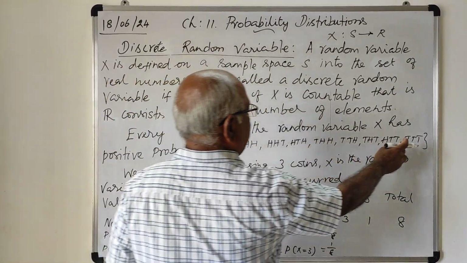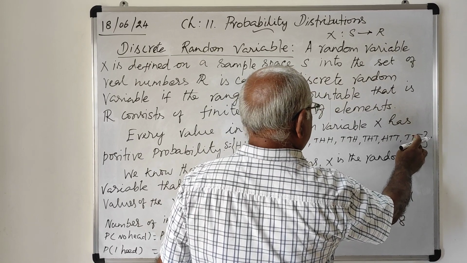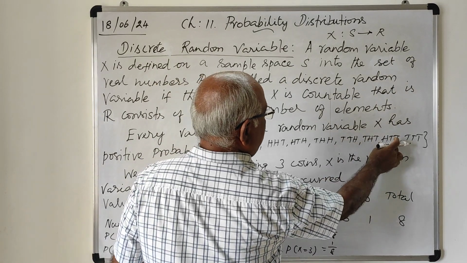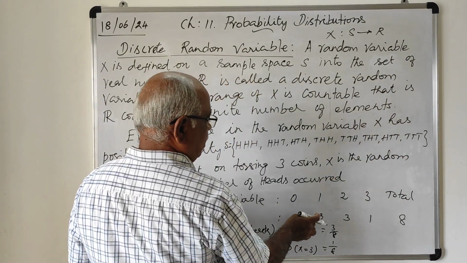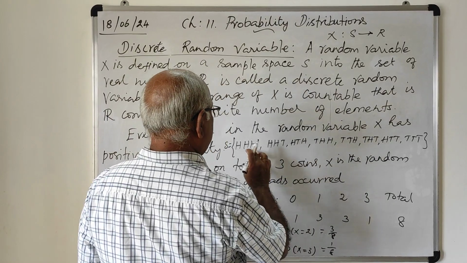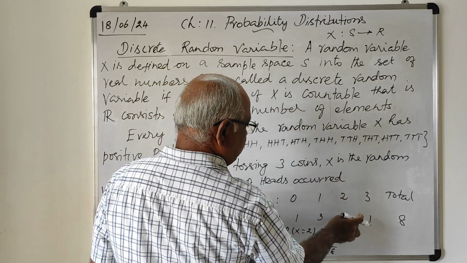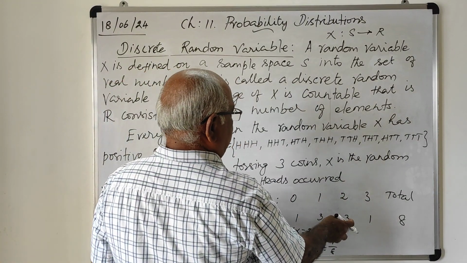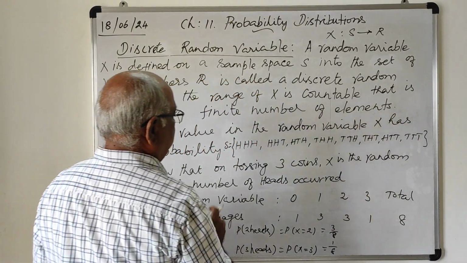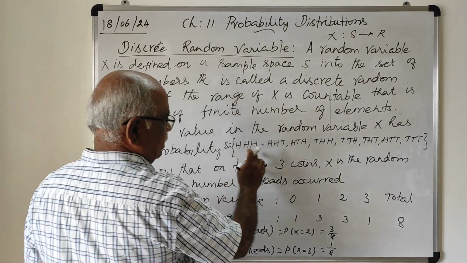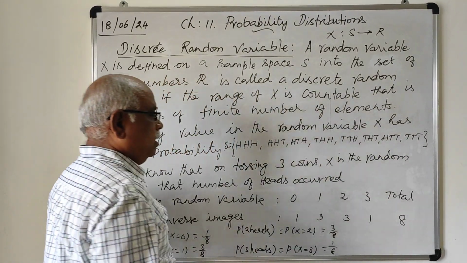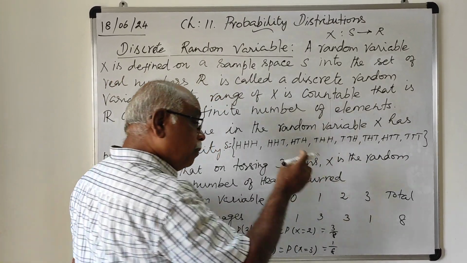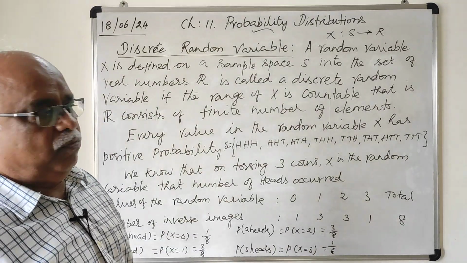No head means this case, which is assigned the real value 1. One head has 3 outcomes, so it is assigned the real number 3. Two heads also have 3 outcomes, so they are assigned the real number 3. Three heads is the only one event, therefore it is assigned the real number 1. So each value has a positive probability in the discrete random variable.